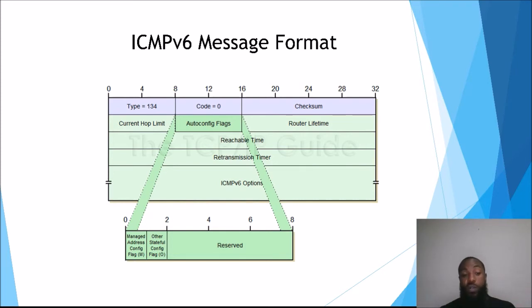The O right here, or stateful. No, I'm sorry, this is supposed to say other. The other flag lets you know that it's going to be stateless. I already have an IP address. I just need a DNS server. I just need leasing information. I just need, whatever, a domain name, something. I need other information. That's where the O flag comes in, right?